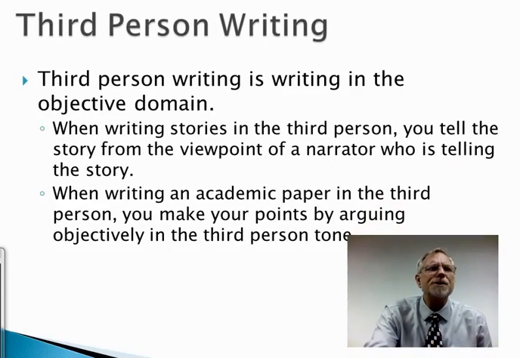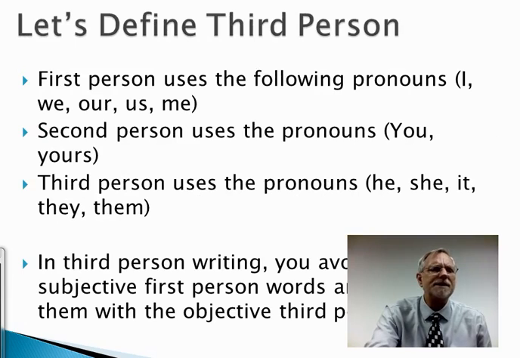In addition, Unit 5 deals with third-person writing. Third person is writing in the objective domain. When writing stories in the third person, you tell the story from the viewpoint of a narrator who's telling the story. When writing an academic paper in the third person, you make your points by arguing objectively in the third-person tone. Let's define the third person.